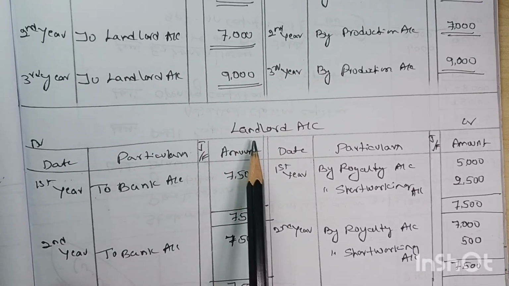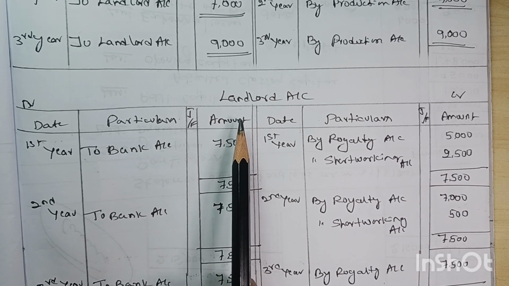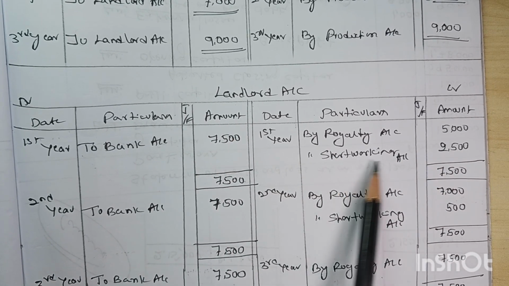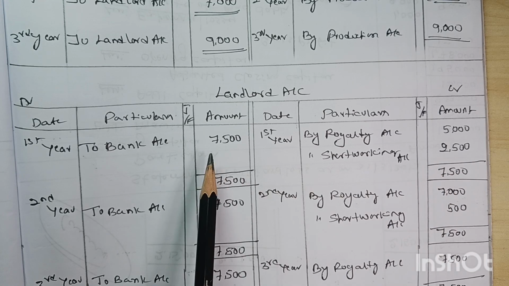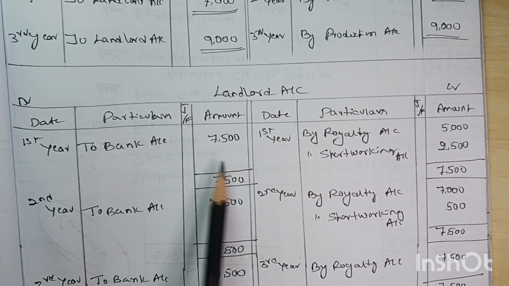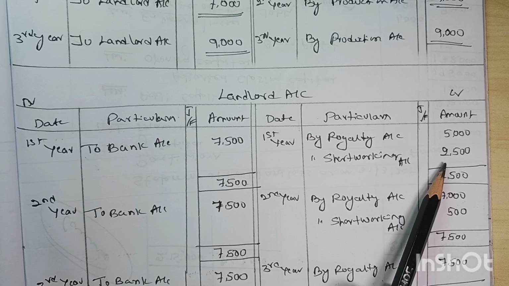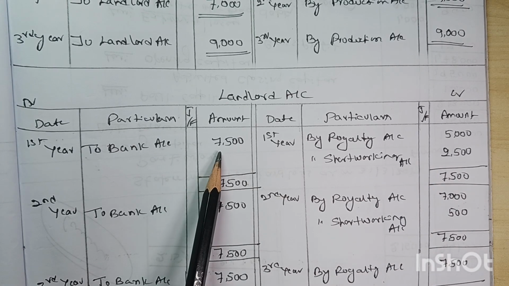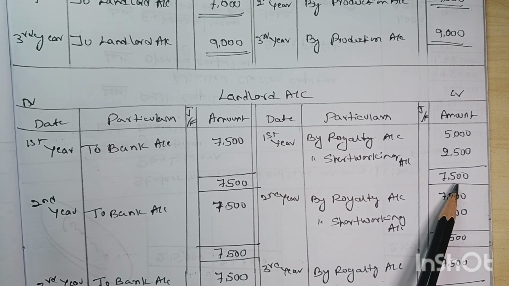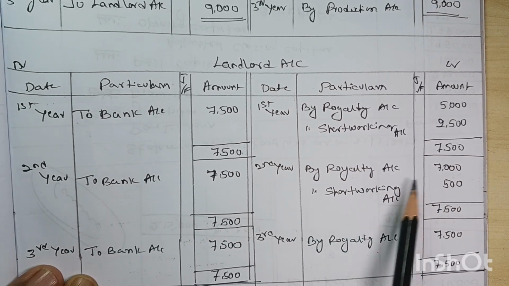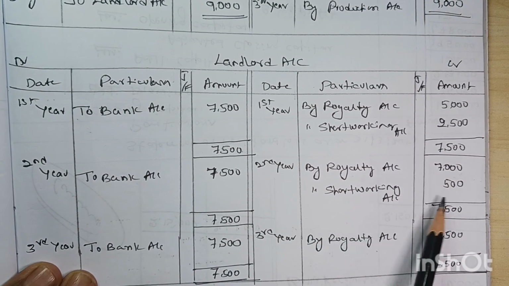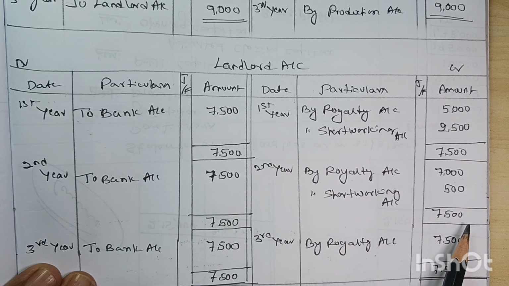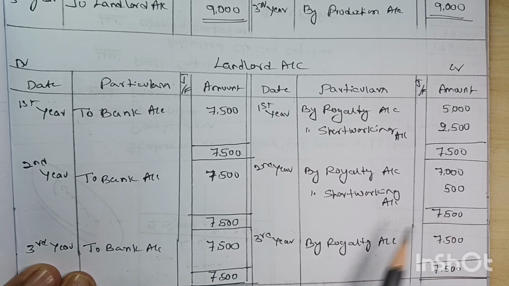Then next one is landlord account. Say by royalty account 5000, by short working 2500, to bank account 7500. That means 5000 royalty earned, 2500 short working he is paying from his pocket. The total amount payable is 7500, account is closed. Next, by royalty account 7000, by short working account 500, to bank account 7500, it is closed. The landlord account has been closed.